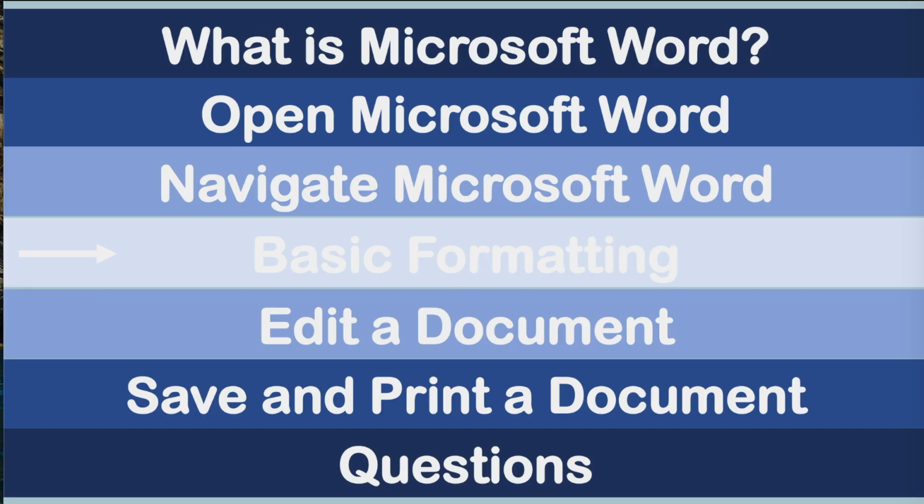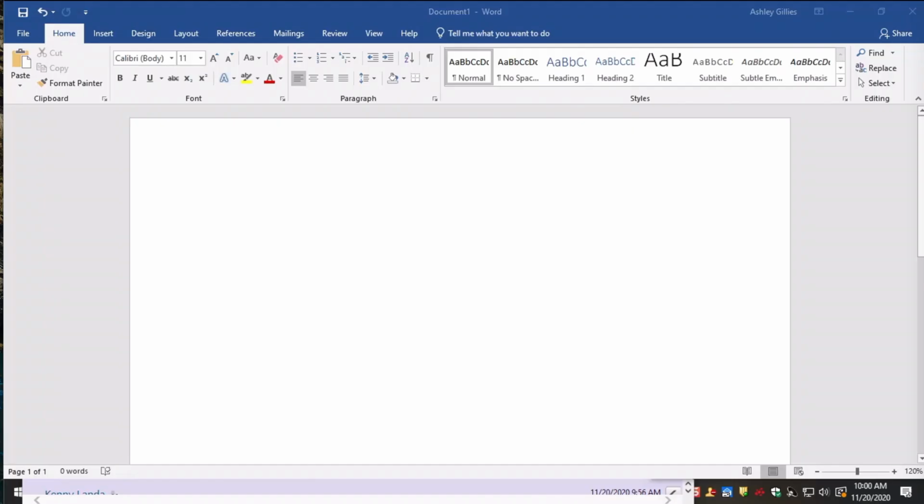Basic formatting. So in order to do some basic formatting, we're going to need to type up some information. So let's type a few sentences. You can type whatever you want to. It doesn't have to be the same as mine.